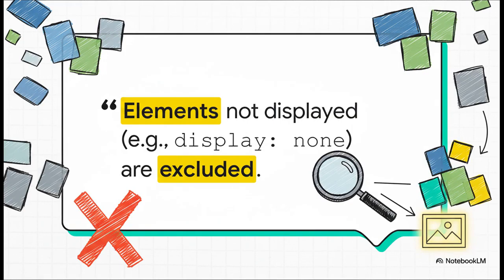But here's the really clever part. The browser is smart. It doesn't waste time and energy on stuff you're not even going to see. So if a developer has an element styled with display none, basically making it invisible, the browser just leaves it out of the render tree entirely. It's a neat little trick to make sure it's only working on what actually matters.